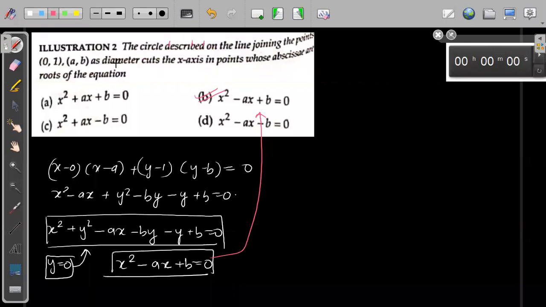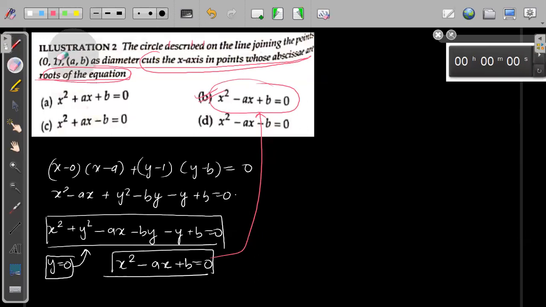Because they have given that a diameter cuts the x-axis in points whose abscissa are the roots of the equation. That means cuts at the x-axis means the value of y will be 0. That is why I'm substituting y is equal to 0, and I will get this equation. They are saying the roots of that equation, whatever you will get when y is equal to 0, will be equal to this one. So if the equations are same, the roots will be same. Very good.